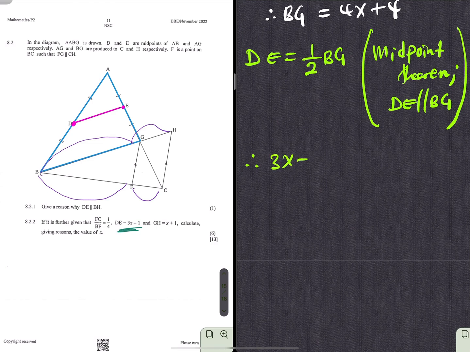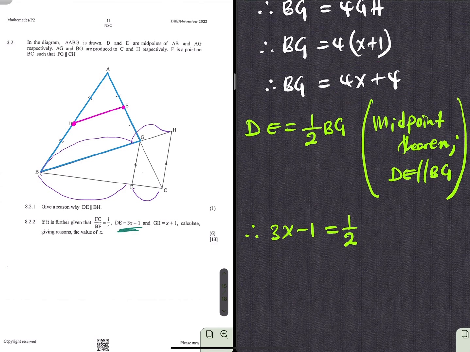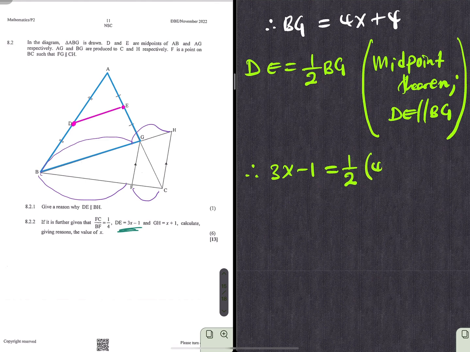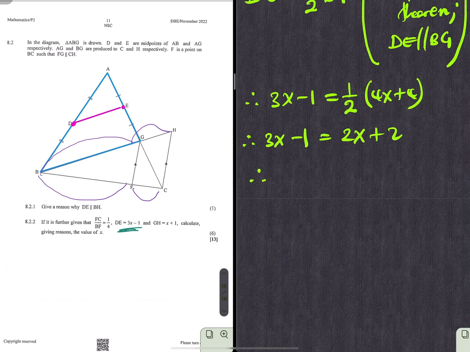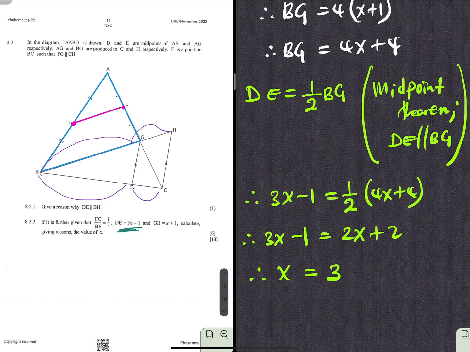So you're going to put 3x minus 1 is equal to 1 over 2 BG. BG is that one, so I'm going to put 4x plus 4. This will mean that 3x minus 1 is equal to 2x plus 2. As a result, I'm going to bring 2 this side, it becomes negative. So 3x minus 2x, that is x, is equal to, I take 1 that side, I'm going to get 3. So my x is 3 on this problem.